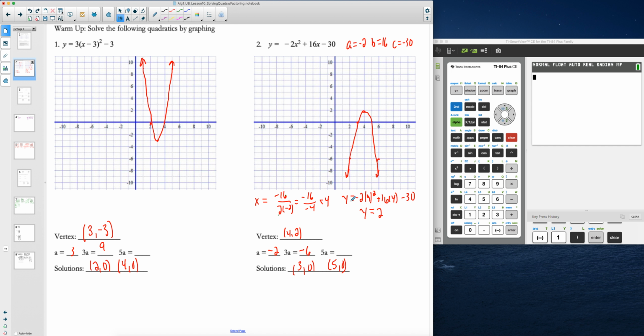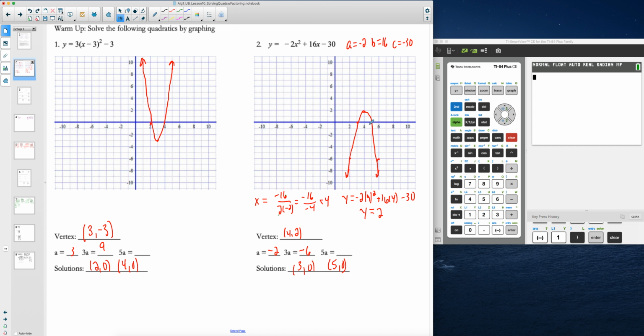And then once again, we just have to plug that x value back into our equation to find our y value, and we get that our y value is 2. So our vertex is (4, 2). That's where I started our graph. Then our a value is -2. So I'm going to go down 2 to the right one, down 2 to the left one.